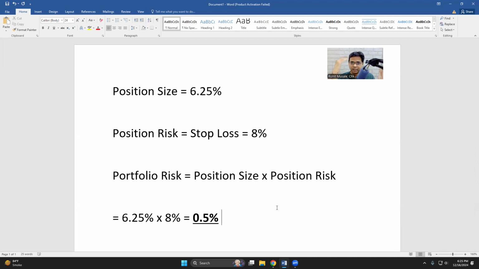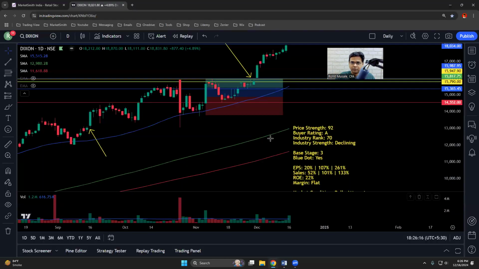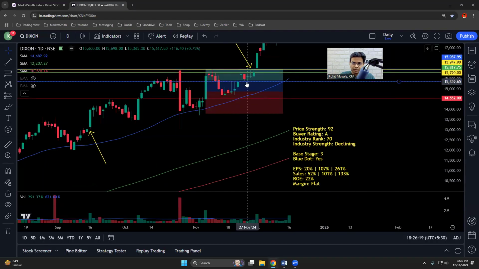Okay. That is why it is very important to understand these three terminologies: position size, position risk, portfolio risk. Position risk is nothing but your stop loss. Now, this is theoretical risk, 0.5%, because between your buy point and your 8% stop loss, you are going to have mental stop loss levels. For example, you see Dixon, you see this blue line represents point number 4 in the base.